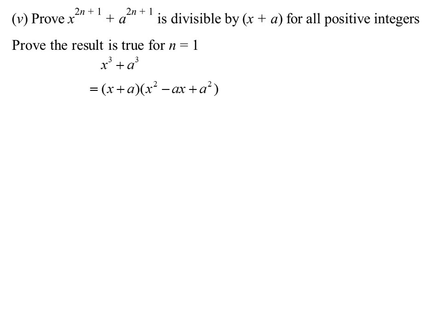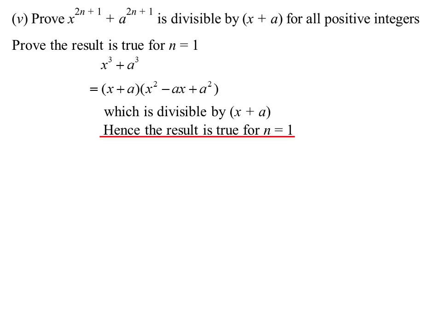I get x cubed plus a cubed. We've got a formula for that. That's the sum of two cubes. That'll be x plus a, x squared minus ax plus a squared. Well, yeah, we have a factor of x plus a. So that is divisible by x plus a. Works for the first case.